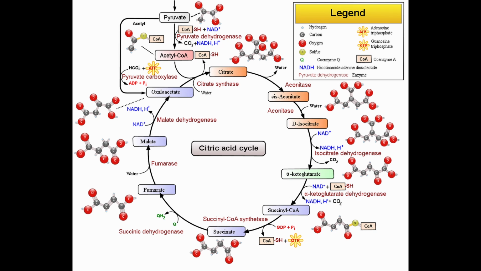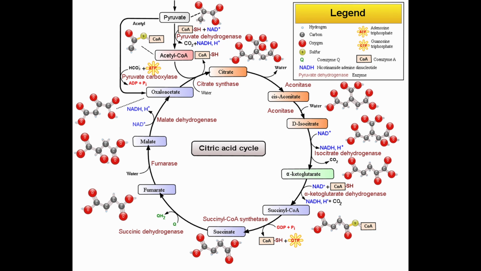So isocitrate is going to be oxidized and decarboxylated to form alpha ketoglutarate. This produces NADH and CO2 in the process, and this is catalyzed by isocitrate dehydrogenase. So this is a pivotal step because it's the first oxidative decarboxylation that happens in the TCA cycle.